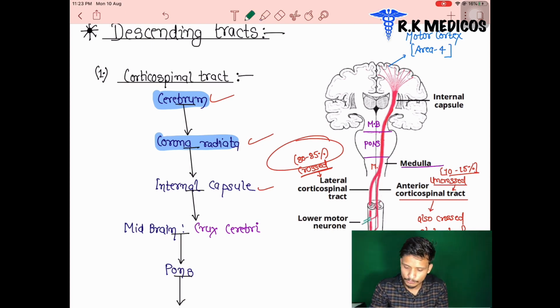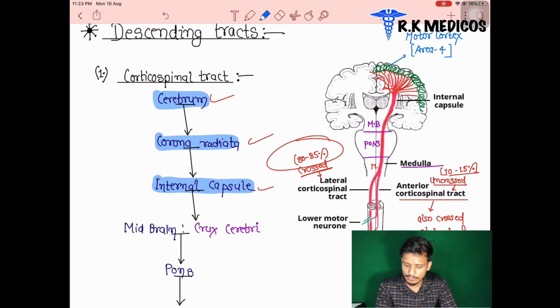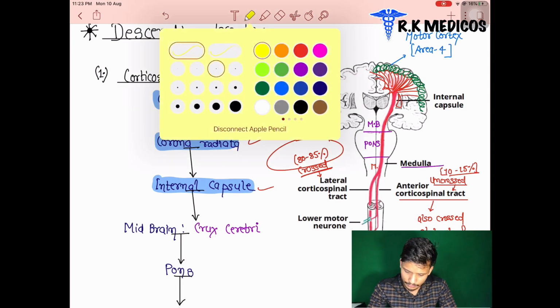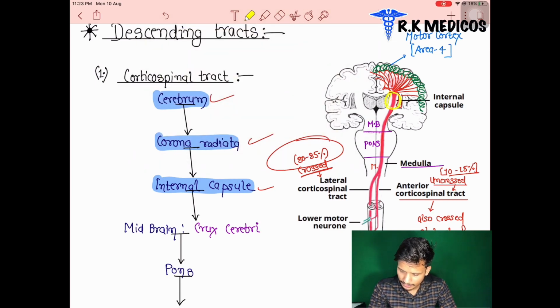We can see, suppose that this is our cortex, in this picture. From the cortex, the fibers are moving down in the form of radiation. You can see here, these fibers are coming in the form of radiation, and this radiation is basically called the corona radiata. So they are moving down. After the corona radiata, the fibers come to the internal capsule. This region is basically the internal capsule. It is the space through which the descending fibers come down. So these fibers are moving down through the internal capsule.